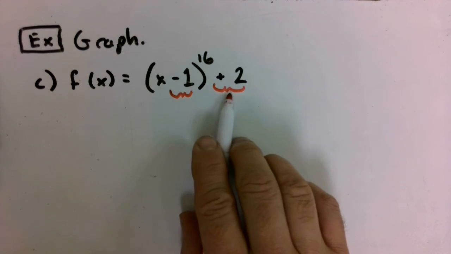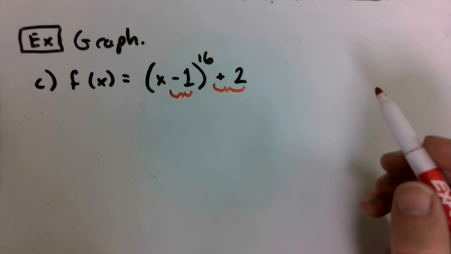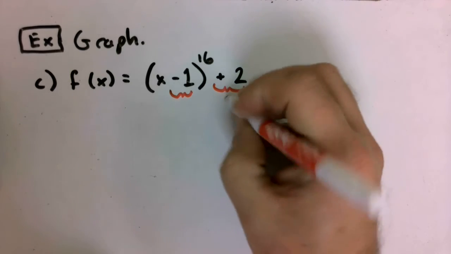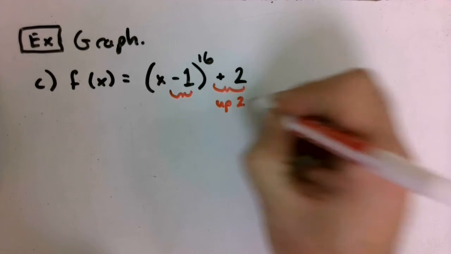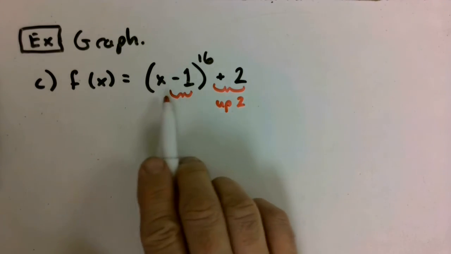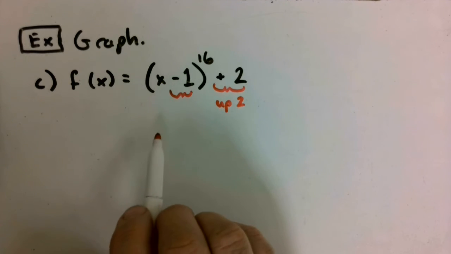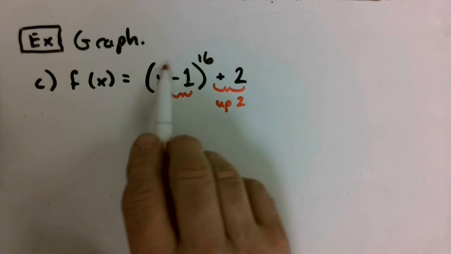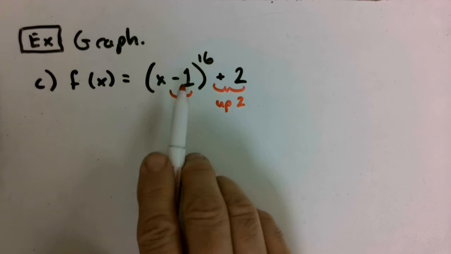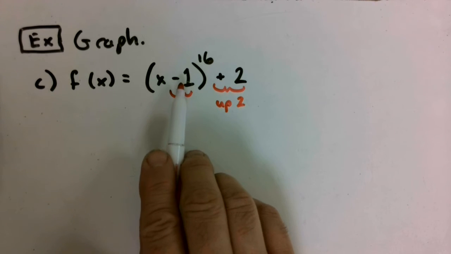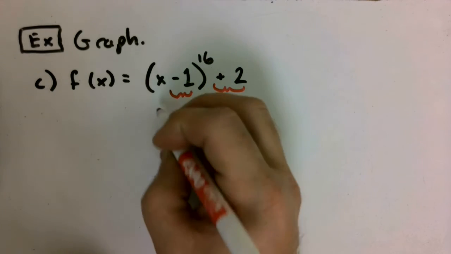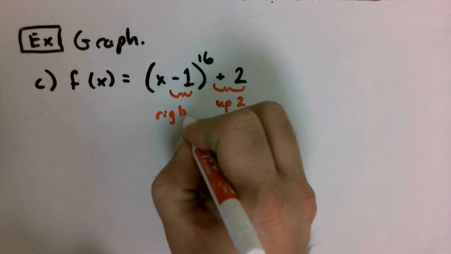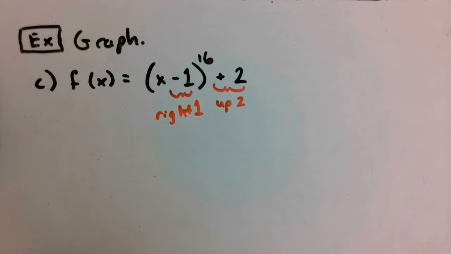This add 2 outside of the parentheses is vertical shift. Plus is up, minus is down, so this will slide our parent function graph up 2. Inside the parentheses, I have an x minus 1. If you have addition or subtraction in parentheses, that's horizontal shift. Plus is to the left. Subtraction is to the right, so this is going to slide our graph to the right 1.